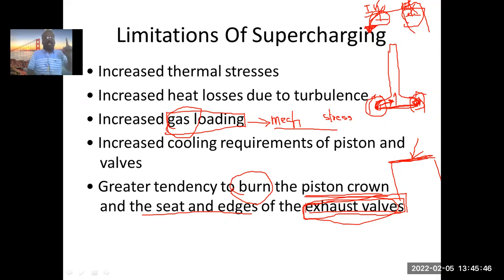The inlet wall temperature: when gases flow and the charge flows in, the wall gets cooled, but the exhaust wall keeps getting heated. And that is where the possibility of burning the piston crown and seat of the edges of the exhaust wall is more probable than the probability of burning the inlet wall.